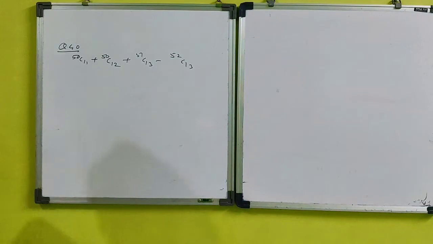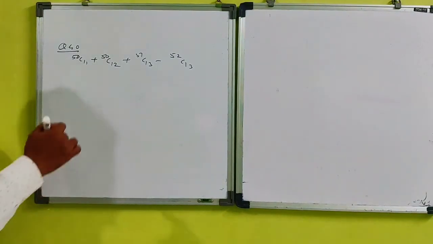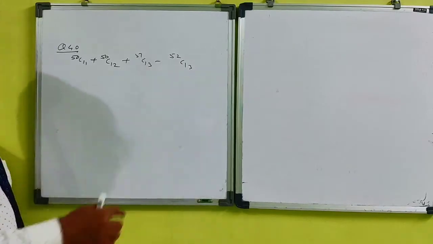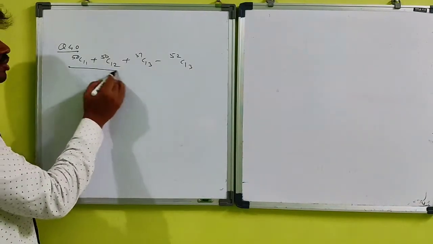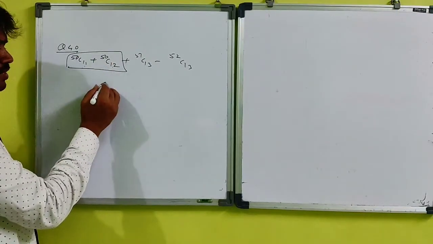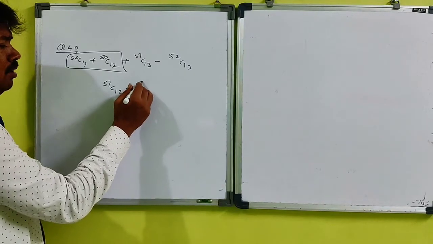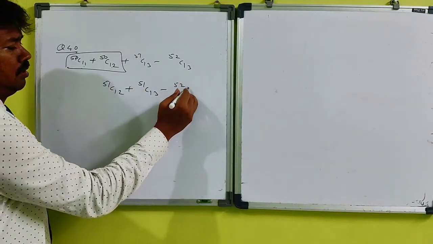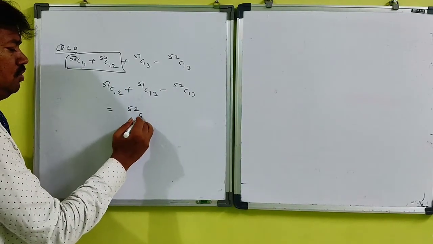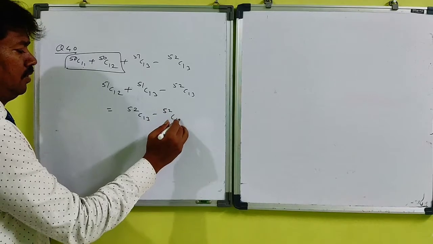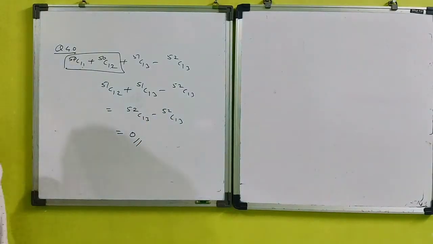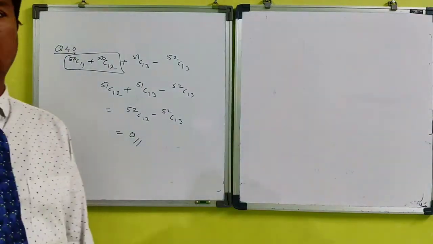Next, question number 40, again the same concept. 50C11 plus 50C12 plus 51C13 minus 52C13. The addition of the first two, which are consecutive, gives 51C12. Then again, two consecutive terms give 52C13. This 52C13 and the other 52C13 cancel out. So the answer is 0 for question 40.